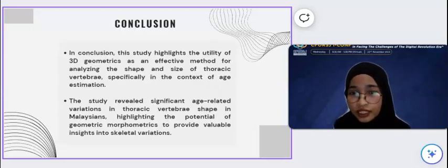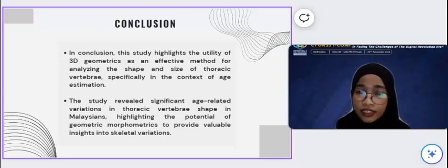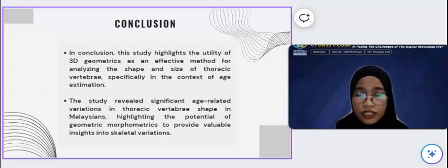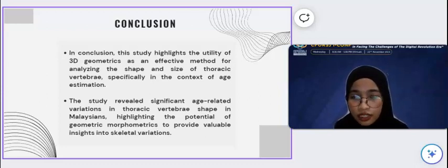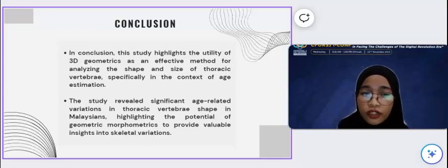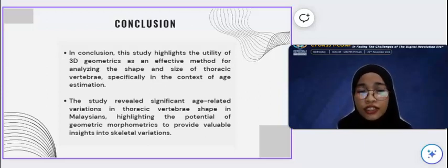In conclusion, this study highlights the utility of 3D geometric morphometrics as an effective method for analyzing the shape and size of thoracic vertebra, specifically in the context of age estimation. On the other hand, the study revealed significant age-related variations in thoracic vertebra shape in Malaysians, highlighting the potential of geometric morphometrics to provide valuable insights into skeletal variations.